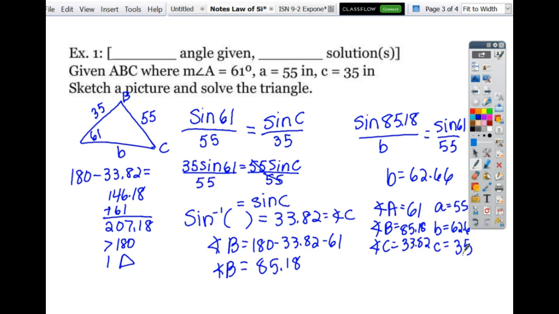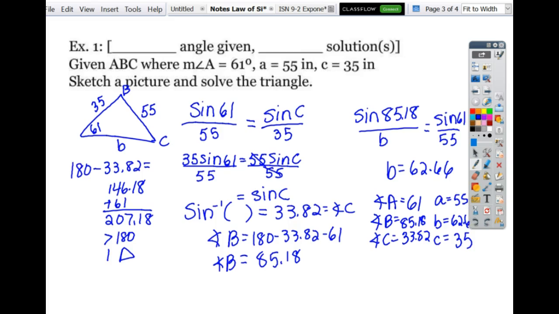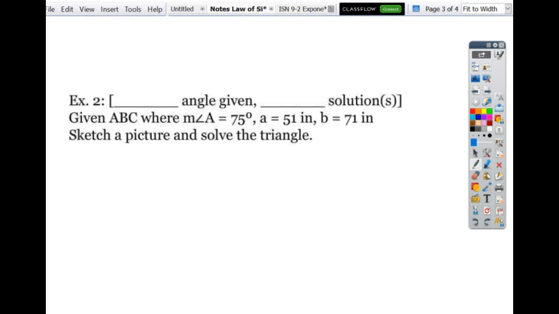Wait, I have a question. Just on that last part, how do you divide sine of 61 divided by B? You're cross multiplying and solving for B. So take 55 times sine of 85.18, divide by sine of 61. Oh, okay, that makes sense.